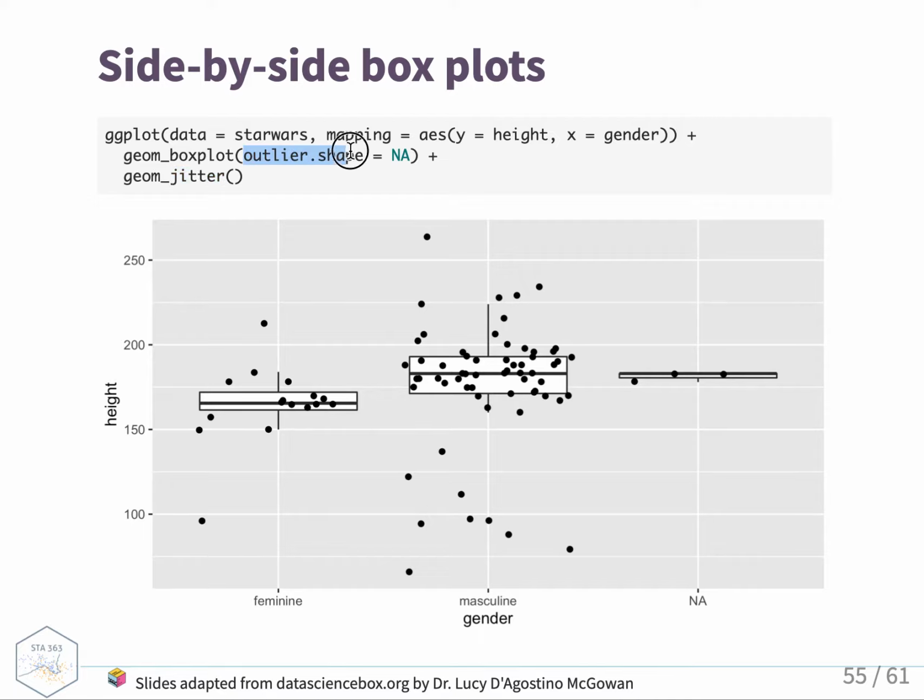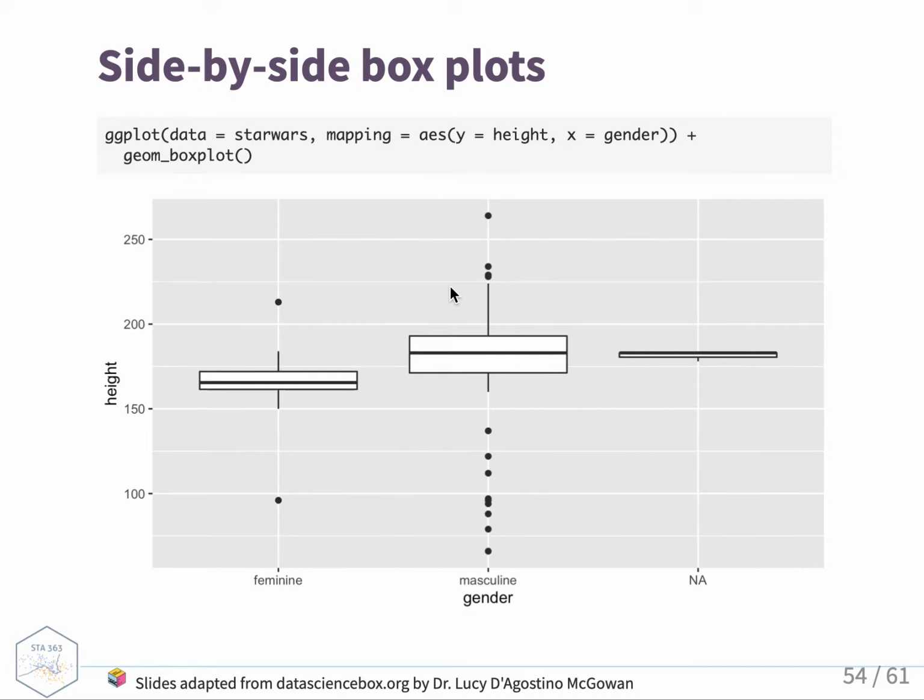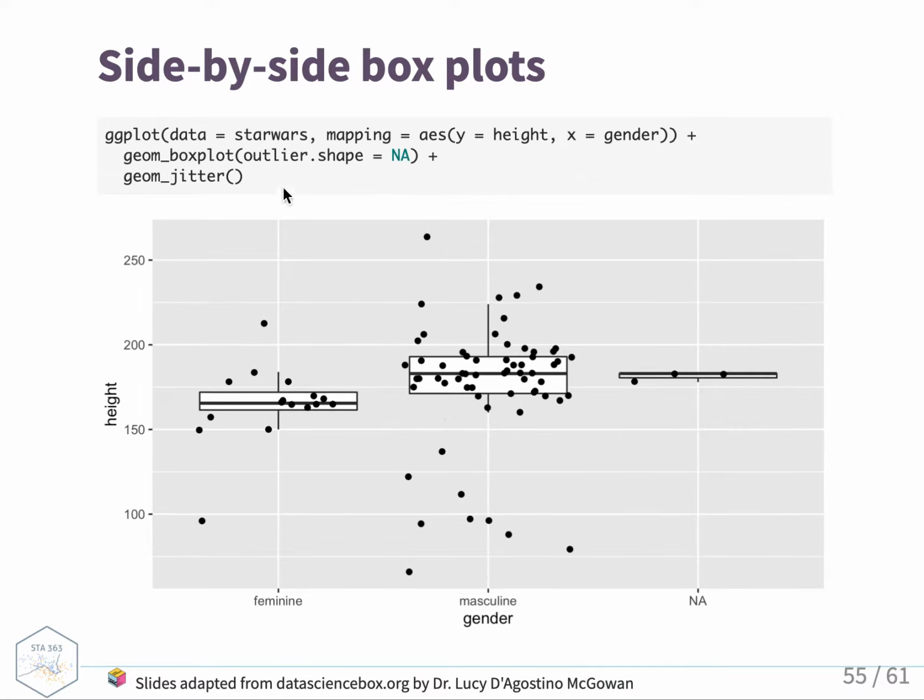There's one extra piece here, this outlier.shape equals NA. And the reason you need that is, if you notice here, when I plotted the box plot, by default, it plots these outliers, these points. And if I'm jittering, I don't actually need those points to be plotted. And so I can set the shape to missing so that it doesn't plot those and just rely on the jittering to cover those external points.